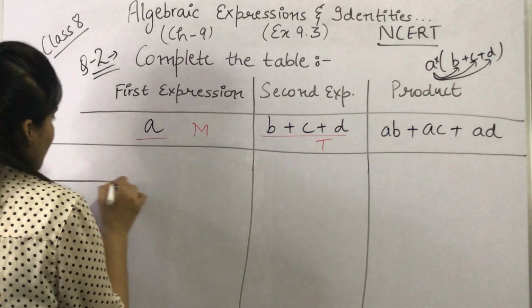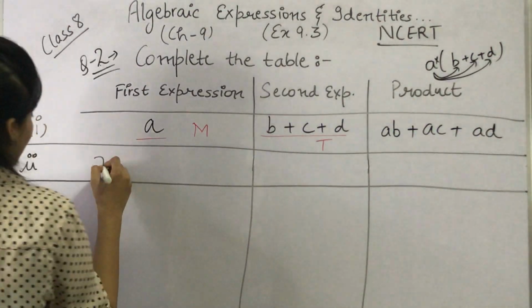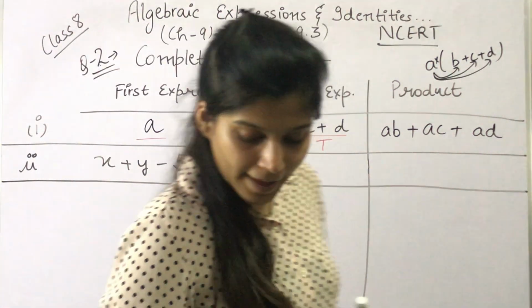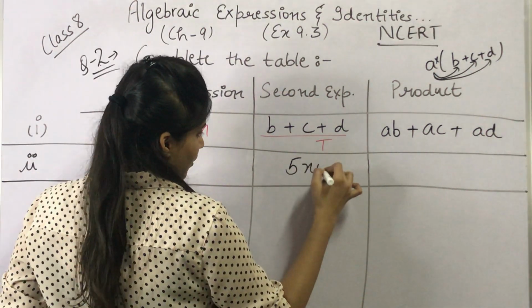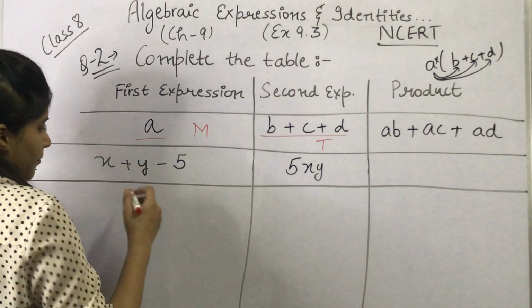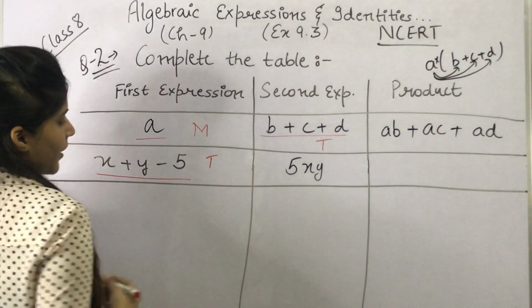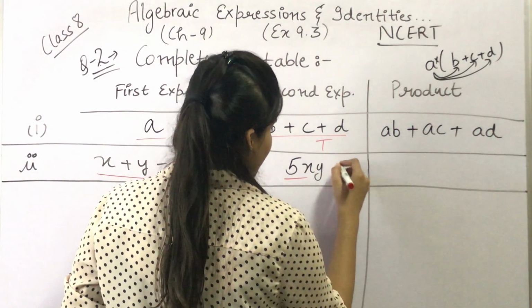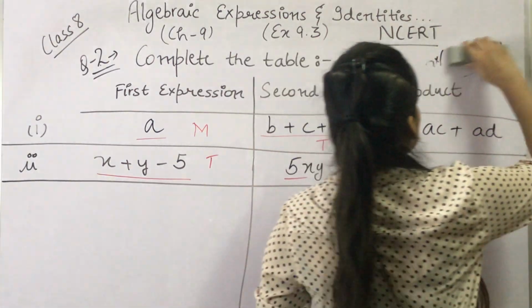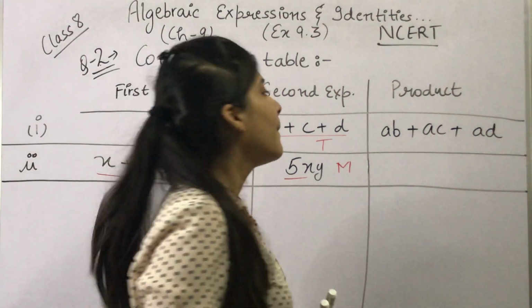So our second part is x plus y minus 5 and 5xy. So again we have one trinomial term. This is a trinomial term, right? x एक टर्म है, y एक टर्म है and 5 एक टर्म है. So ये हो गया एक trinomial expression and this is a monomial expression. Now again, as we all know, monomial expression को करना पड़ेगा अब तीनों trinomial expression की term के साथ multiply.